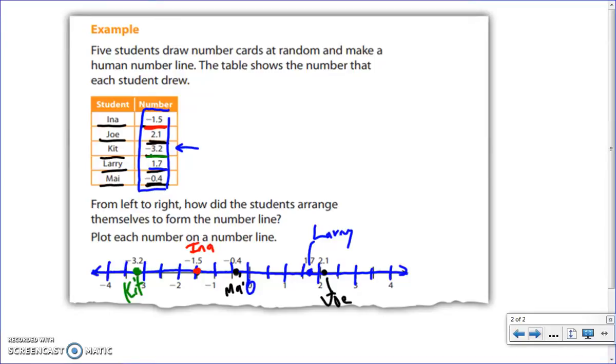And now we can decide which order the students are lining up. So from left to right, how do they arrange themselves to form the number line? I'm sure they're asking you about this somewhere on your paper right now. Kit, Ina, May, Larry, and Joe. And so, again, using a number line is a great strategy for putting numbers in order from least to greatest or greatest to least. So that's it for today.